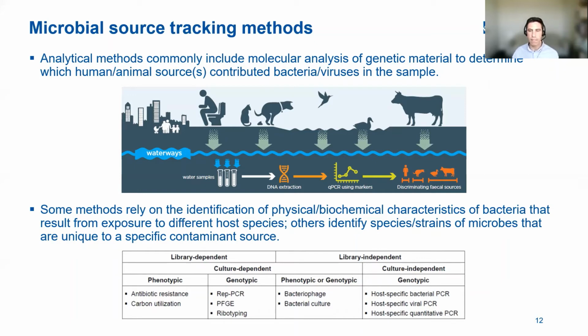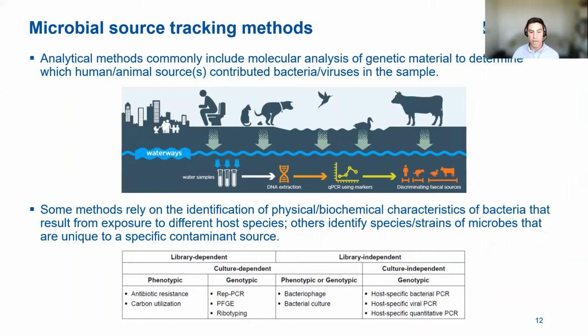We usually split or classify methods into library dependent and library independent, without going into too much technical detail for these two categories. I would just say that the library dependent ones are based on databases or libraries of genotypic or phenotypic bacterial fingerprints, which we know are associated with specific fecal sources. And these methods usually require more time and are more expensive.